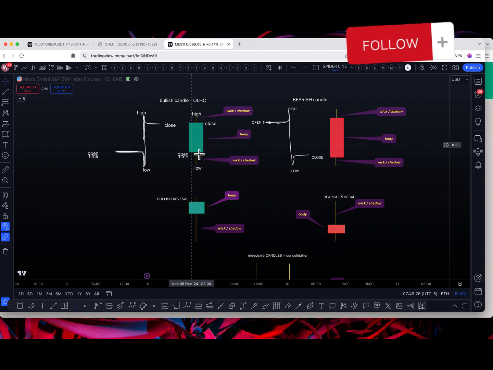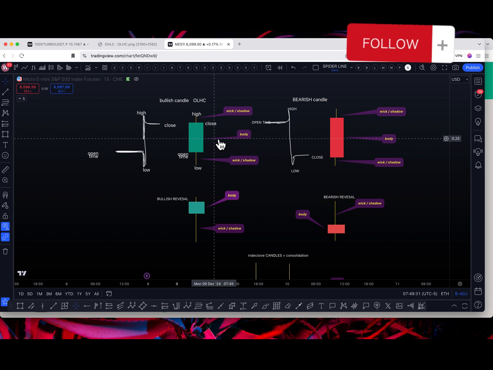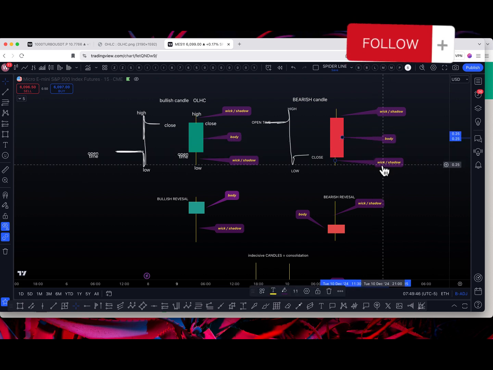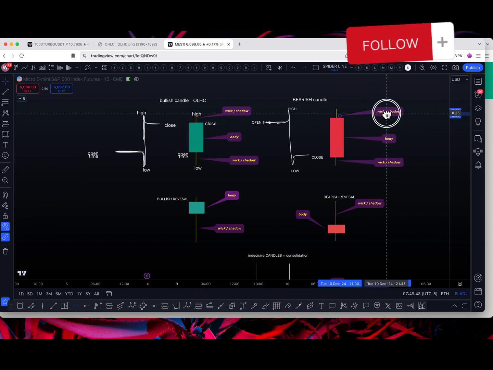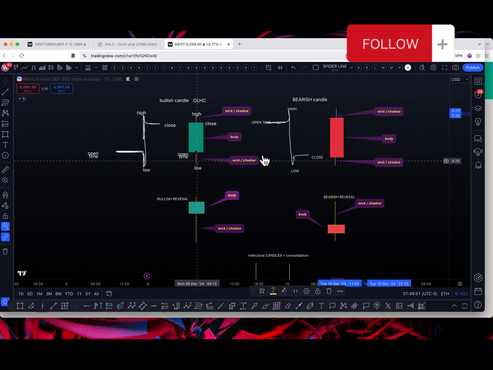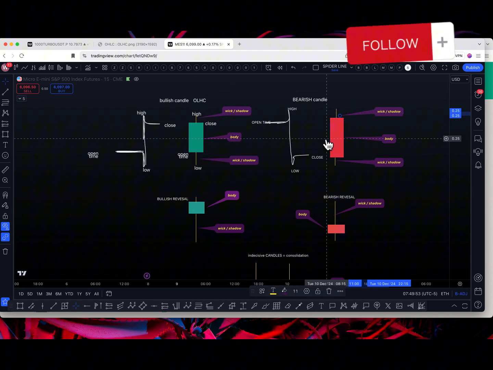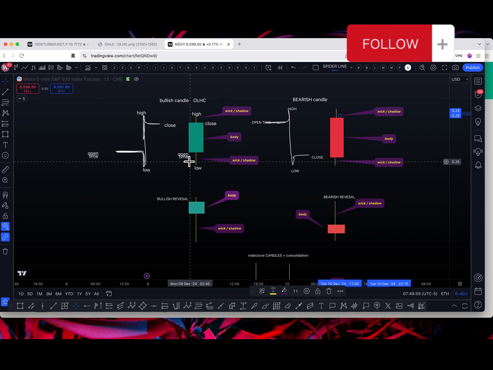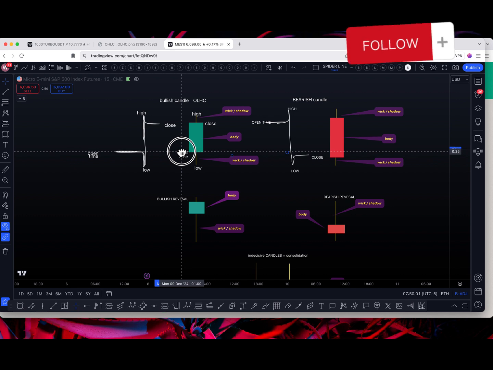a bullish candle always has a large body and small wicks at the bottom and at the top, right? A bearish candle always has a large body and small wicks at the low and at the high. These are bullish and bearish candlesticks, which are more like a displacement.